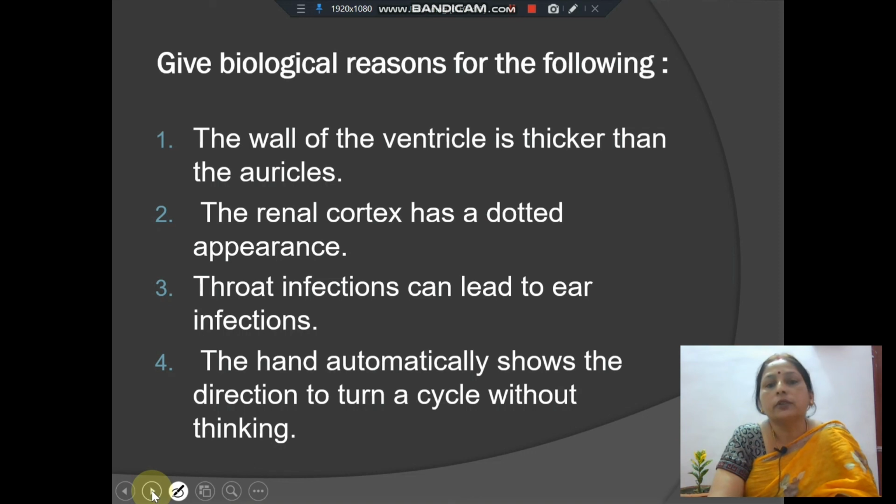Give a biological reason for the following. The wall of the ventricle is thicker than the auricles because the ventricles have to push the blood up to distant areas of the body. Since they have to push the blood to distant areas, they are thicker than the auricles. Renal cortex has a dotted appearance. The renal cortex contains the glomerulus and Bowman's capsule, PCT and DCT, which are highly coiled structures, so it gives a dotted appearance to the cortex. Throat infections can lead to ear infections because the throat and ear are connected by the eustachian canal.